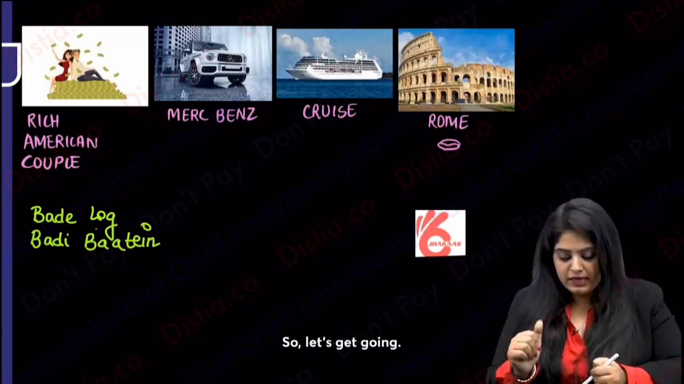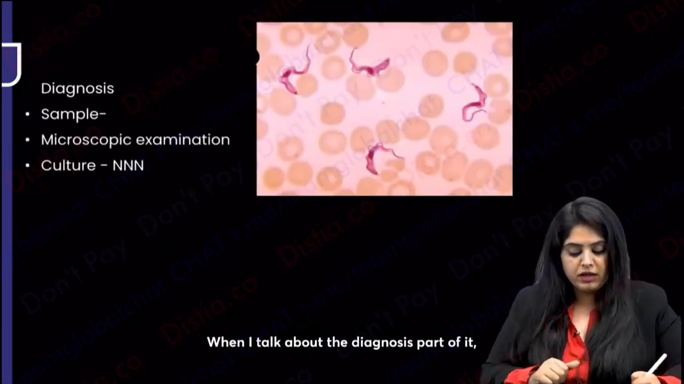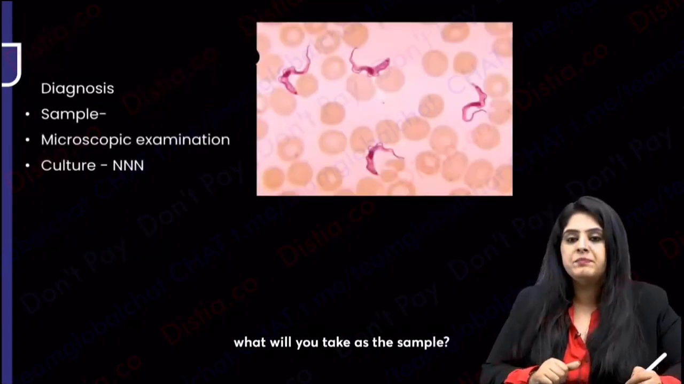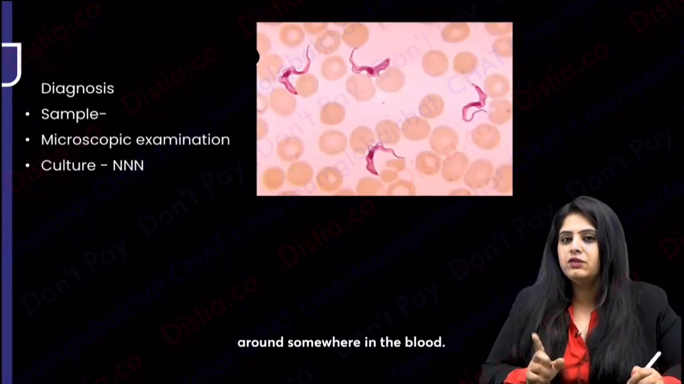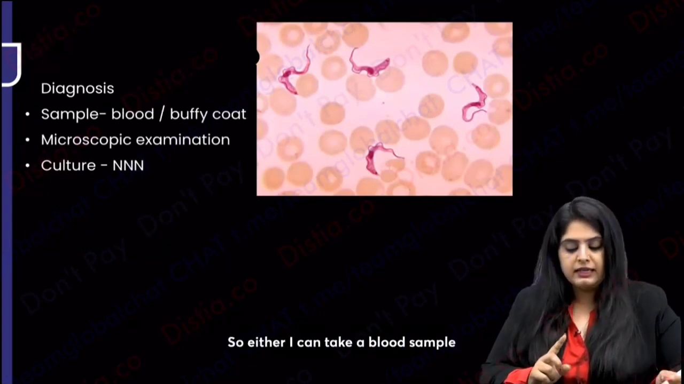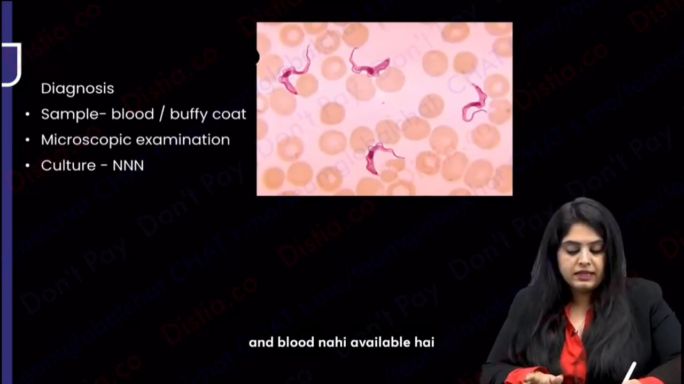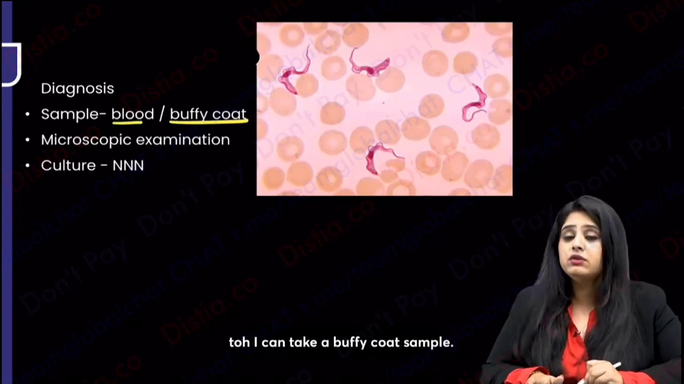So let's get going. When I talk about the diagnosis part of it, what will you take as the sample? You will say, ma'am, this was roaming around somewhere in the blood. So either I can take a blood sample, and blood nahi available hai, so I can take a Buffy coat sample. I hope you all remember what is Buffy coat.